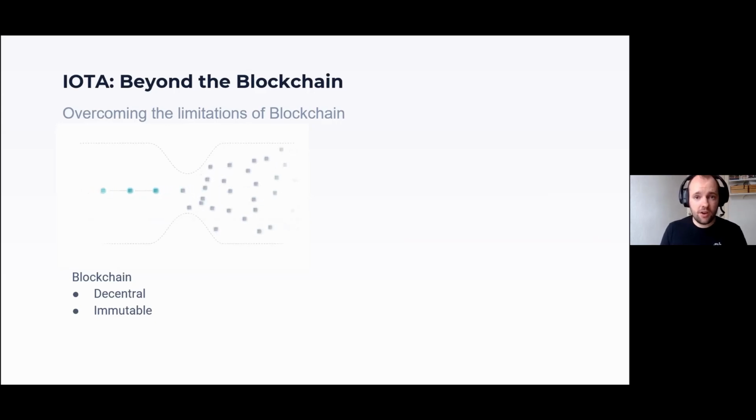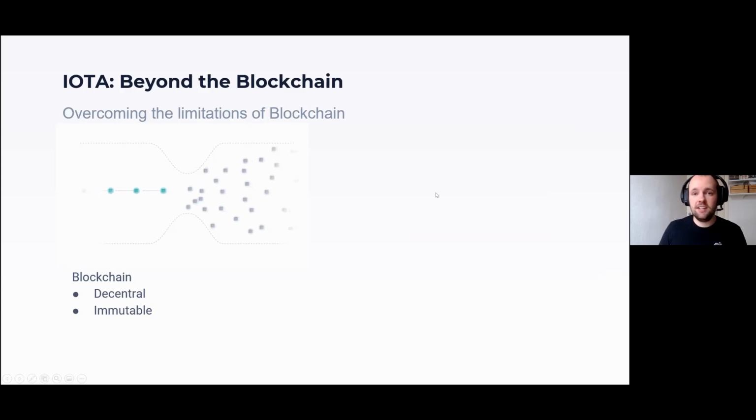A little bit about IOTA. That's the underlying technology that we use. It's basically a new generation of blockchain, where blockchain looks like this, where we have a kind of funnel. A lot of transactions are combined together into a block, which is then added to the chain. But there needs to be someone that decides which transactions become part of the next block.